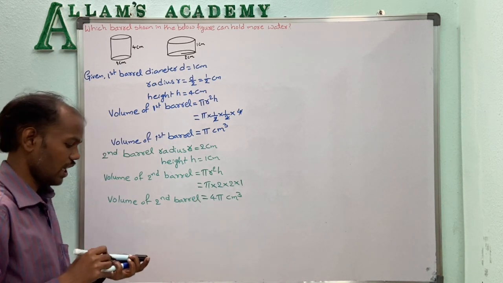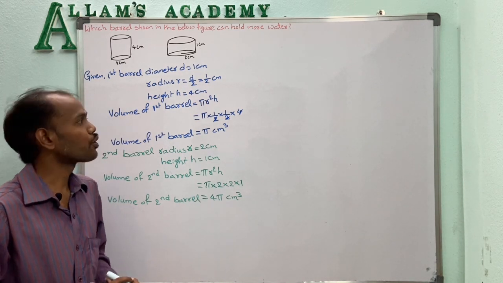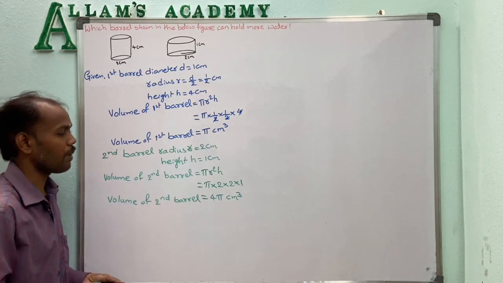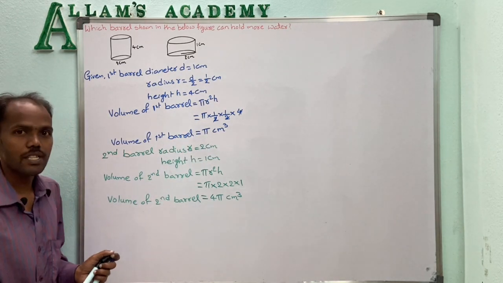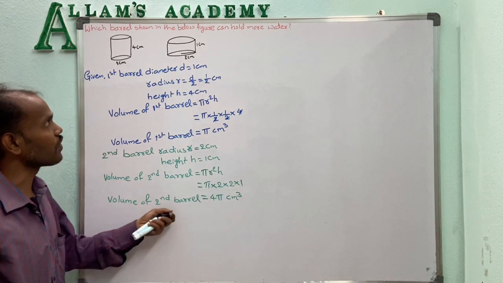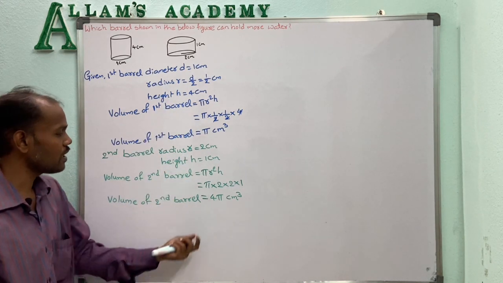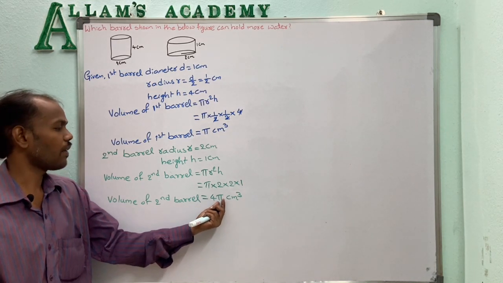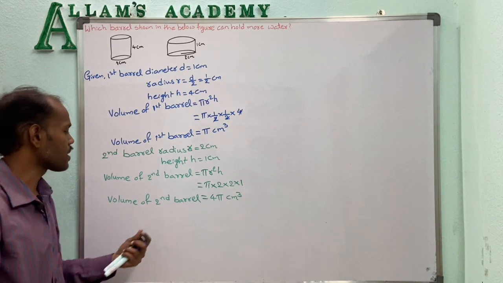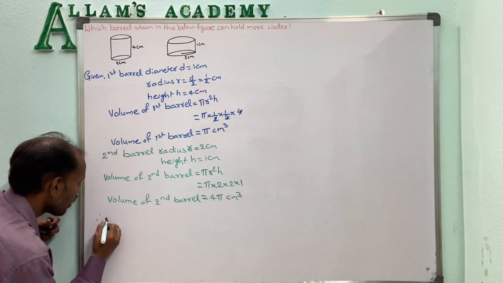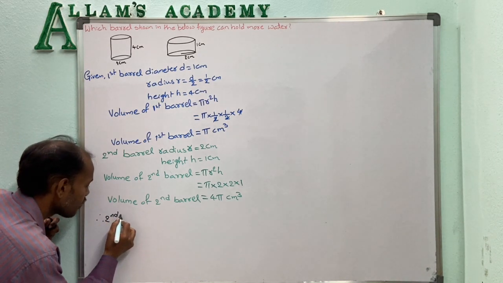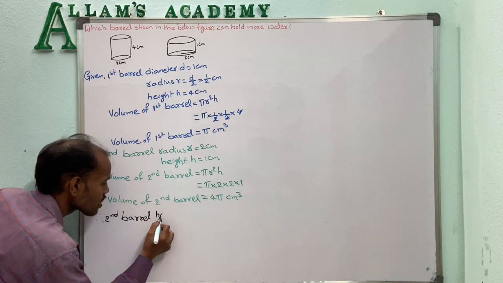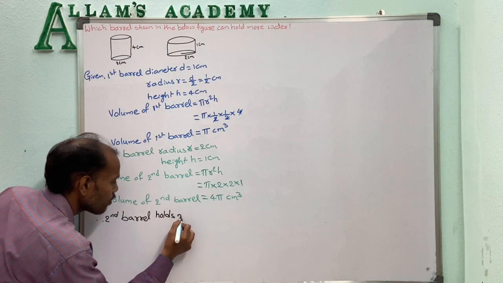Now here if we observe the two barrels' volumes, the first barrel's volume is pi, the second barrel's volume is 4 pi. So which can hold more water? Simply looking, 4 pi holds more water. Why? Because it is the larger value, that means the second barrel. So therefore the second barrel holds more water.